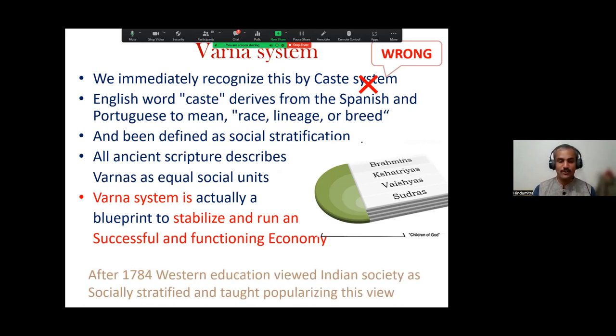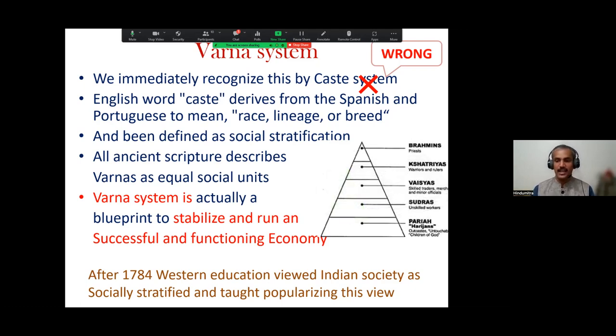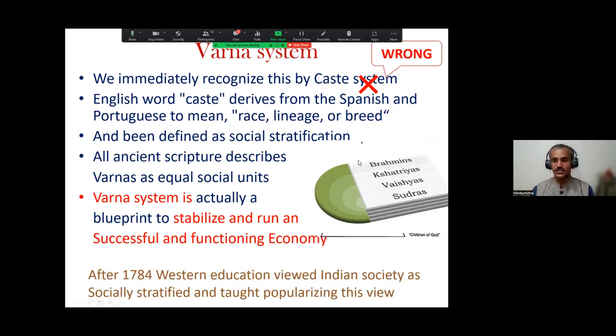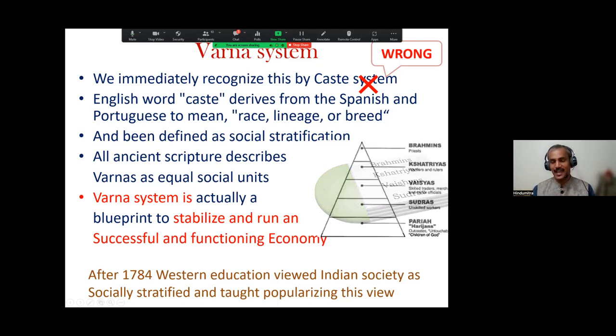Okay, that's the distinction we have to make. And after 1784, when Western education was imposed on the Indian population, creating schools and colleges in Delhi, Mumbai, Chennai, Calcutta, Pune, and various other parts of the country, we really see the decline of India in economy.